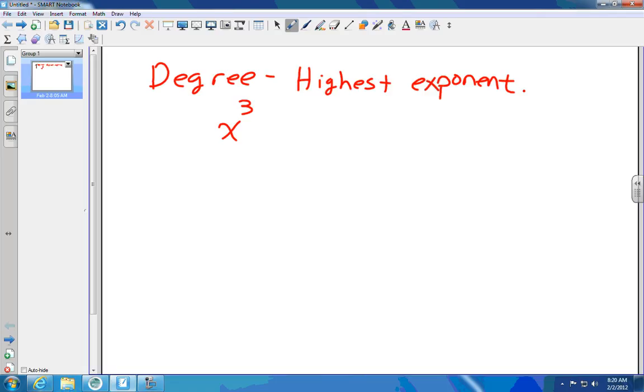If you had x cubed plus 34x minus 16, what's the highest exponent you see there? And it's not the x, that doesn't have anything to do with it, it's just the exponent. What's the highest exponent? It's 3. So if I wanted to know the degree there, your answer is 3. Very simple. But again, it doesn't matter the order.